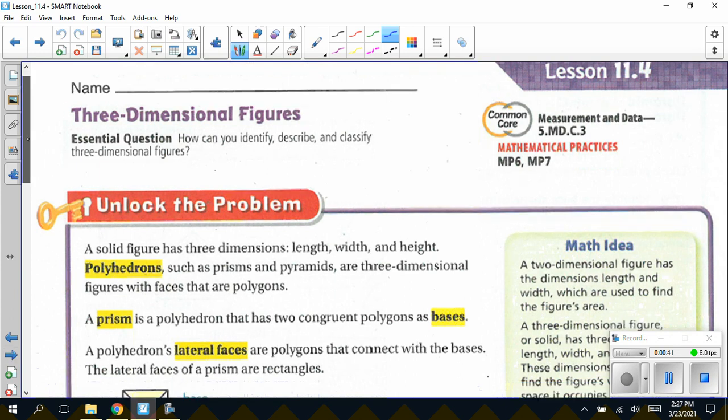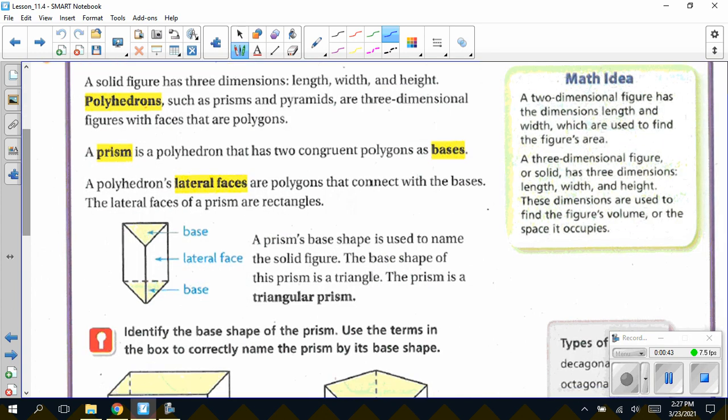So, starting out under Unlock the Problem, a solid figure has three dimensions. We have length, width, and height for all of our solid figures. Polyhedrons, such as prisms and pyramids. So in our lesson today, we're just looking at the polyhedrons that are prisms and pyramids. There are three-dimensional figures that have faces that are all polygons.